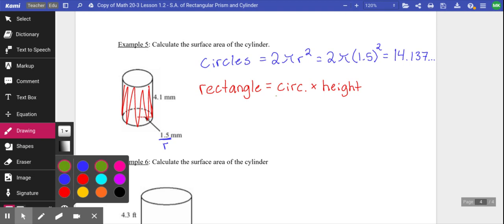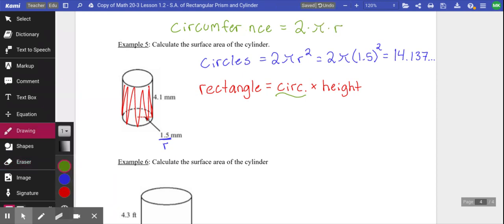So this part right here, the circumference, if it's not given to you, is 2 times pi times r. And honestly, it's probably not going to be given to you very often. So you're going to have to use that formula to figure out that part.